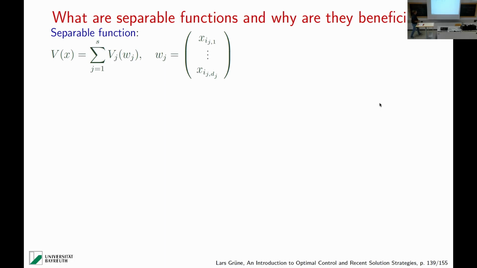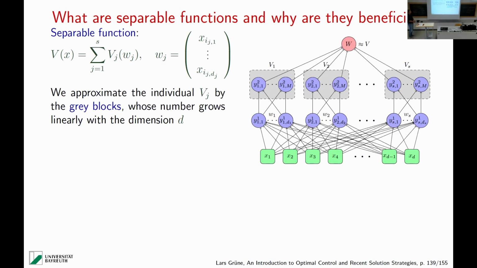What's a separable function? A separable function, and I'm writing this here in terms of the Z, is a function that is a sum of lower dimensional functions. So each of these functions, Vj, now depends on the vector Wj, and Wj is a subvector of our big vector x here, which contains at most Dj elements, or exactly Dj elements. So it's really like a low dimensional subvector.